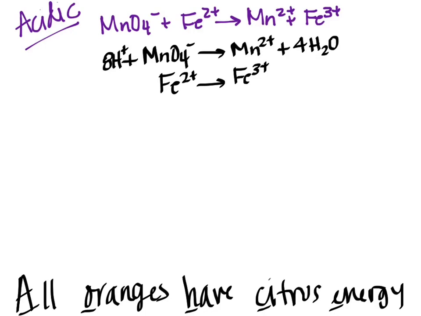Next, citrus energy. So this is the charge of electrons. So look at your charges. Overall charge on the reactant side is what? We have 8 positives and 1 negative. So the overall is a 7 plus. If I look on the other side, I have a 2 plus and a 0. So the overall is a 2 plus. So where do I have to add electrons so that I can get these charges to be the same?